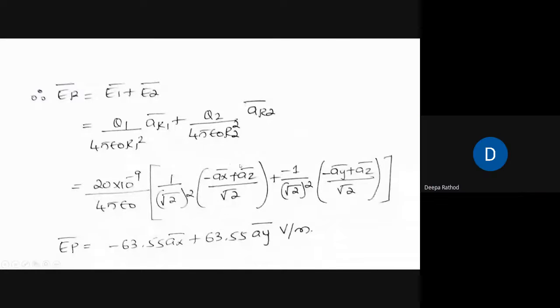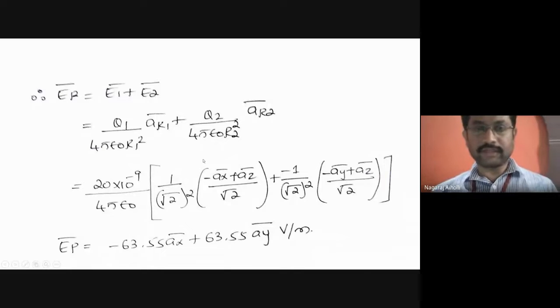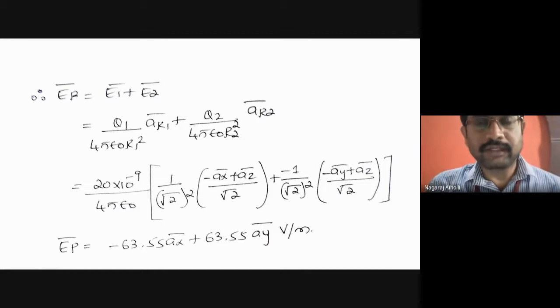That's all. What you all can do, if you find this a little difficult, is find Q1 by 4 pi epsilon naught R1 square into AR1 bar first, then Q2 divided by 4 pi epsilon naught R2 square into AR2 bar, then add the two vectors. You'll get the same answer. Otherwise, you can take it common like this and simplify. Both are one and the same. It is left to you how you do it, whichever is convenient for you.